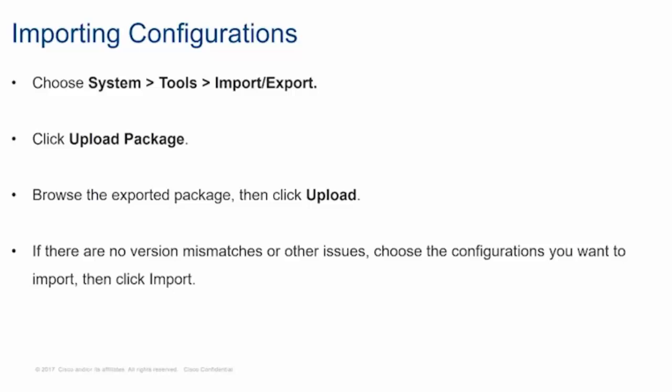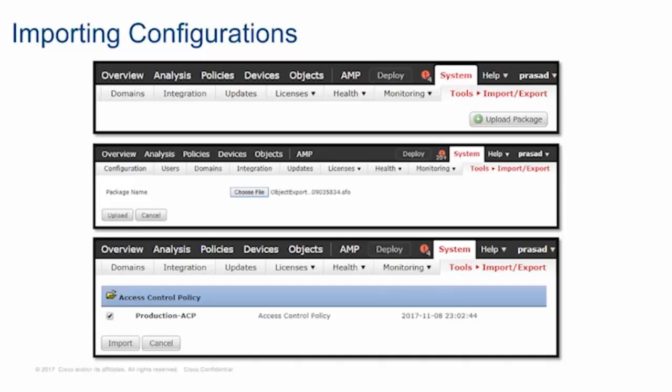Here is an example of the same thing I've explained. You'll have to navigate to System, Tools, Import, Export, and you will be given an option to browse and choose a particular .sfo file, which is the exported policy information. Once you choose that, it's going to list the policies that are available in that SFO file. In this example, we had only one policy, so it's giving us only one option. If you have more than one policy exported, you're going to see all those policies listed.